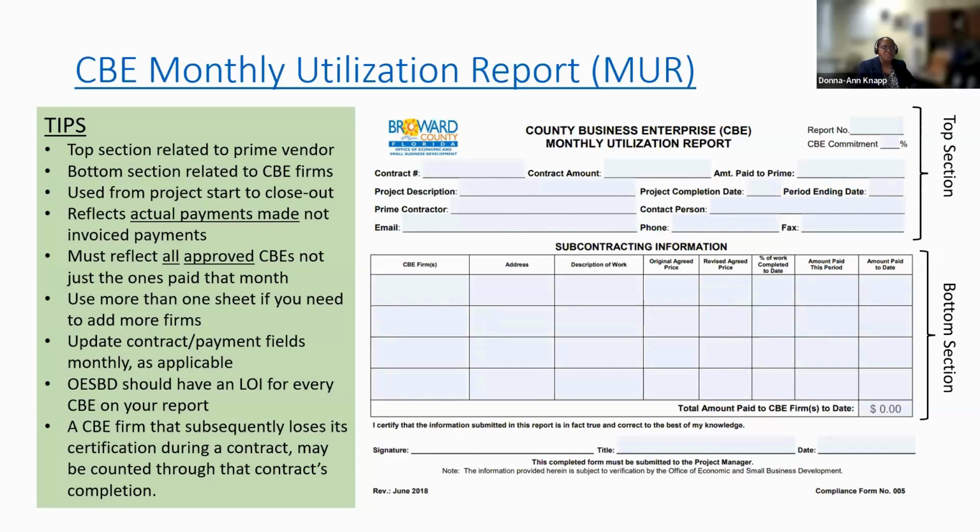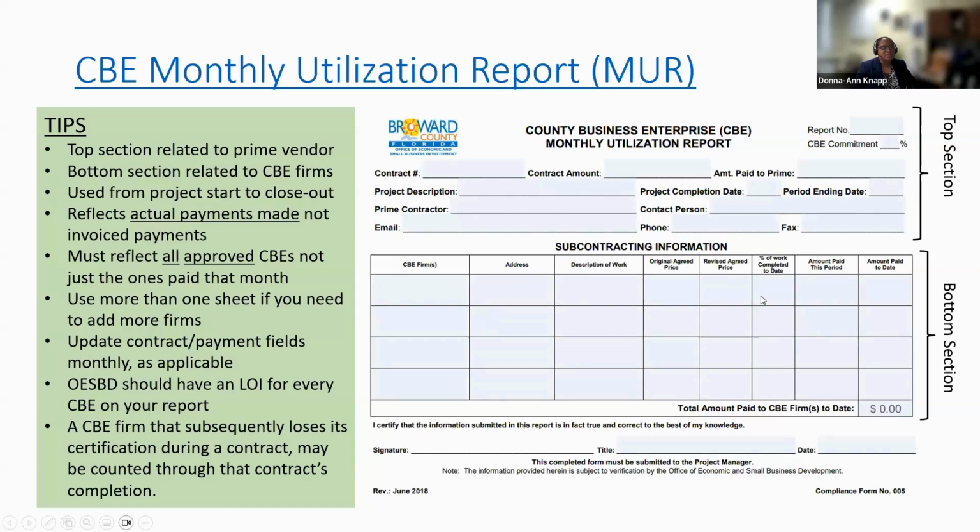And don't be surprised if we reach out and we ask for additional information. If we saw one month the original agreed price was 500,000, and then the next month it's listed as 100,000 under the revised. The percentage of work completed to date.